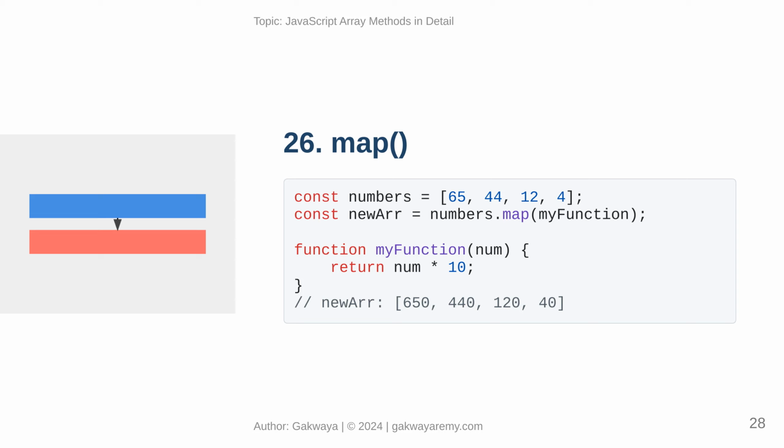map creates a new array with the results of calling a function for every array element. Unlike forEach, map returns a new array without modifying the original. It's perfect for transforming data, like converting temperatures from Celsius to Fahrenheit for every value in an array.